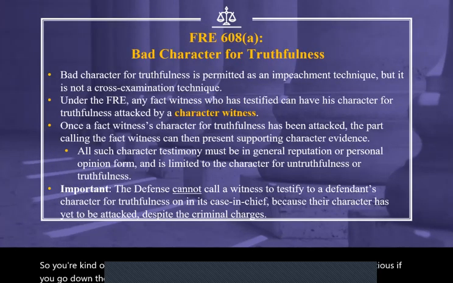If we look at 608(a), this is bad character for truthfulness. Now, bad character for truthfulness is permitted as an impeachment technique, but it is not a cross-examination technique, right? So basically, under the rules of evidence, any fact witness who has testified can have his character for truthfulness attacked by what's called a character witness. So basically what happens is a person testifies, person A testifies.